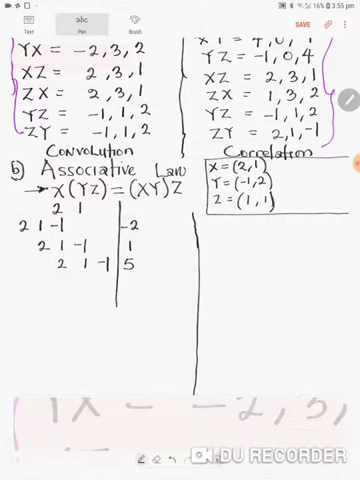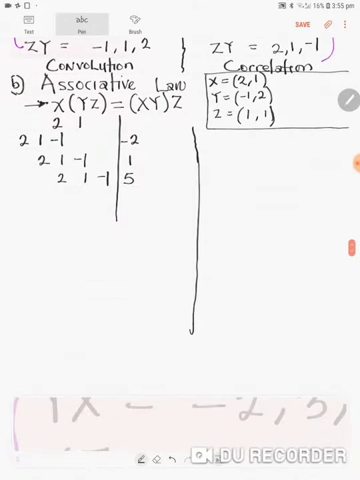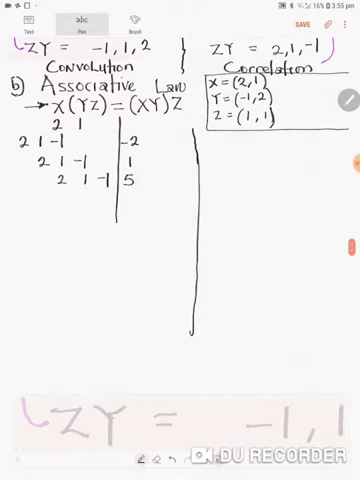I don't know why this is coming up. I guess I'll leave it alone. Okay, so 5.